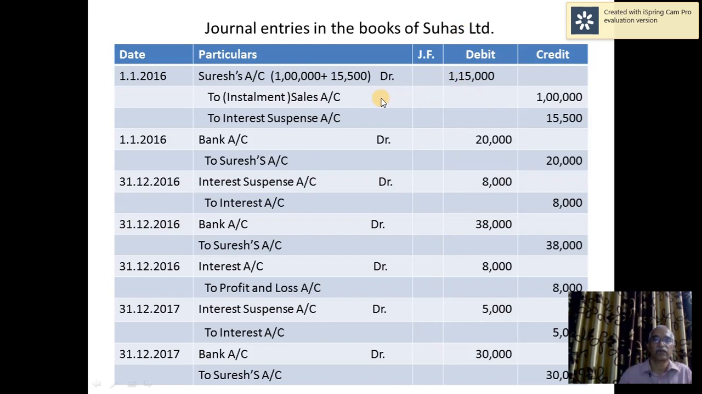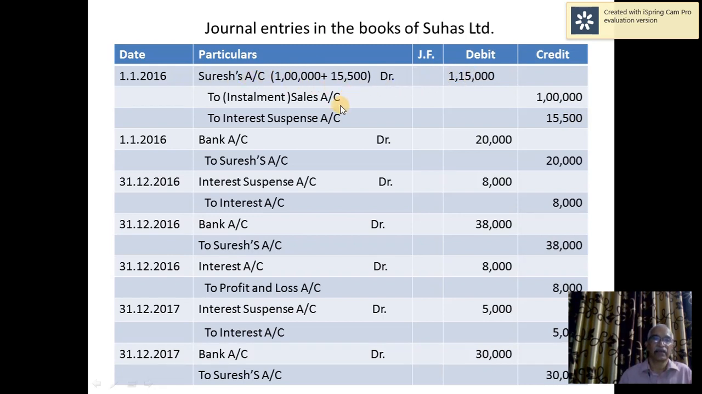Okay, now we have to go for journal entries. That too in the books of seller, not the buyer. So in the books of seller, Suresh's account debit to installment sales account, that is 1 lakh. Then interest of all the 3 installments. So together it is 15,500 total interest, which you have calculated in the previous slide. So you have to add 1 lakh and 15,500, and the total amount must be debited to Suresh's account.